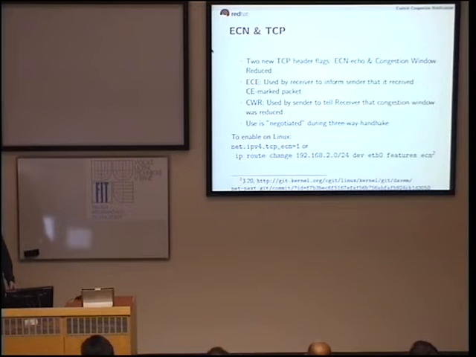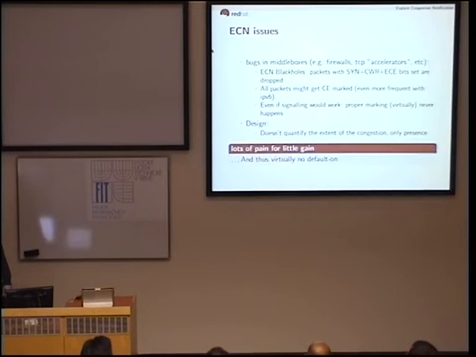Now, one question is, if this is so great, where's the problem? The problem is, as usual on the internet, middle boxes. There are lots of middle boxes that do strange and bad things. And basically, if you turn on ECN on the internet, then about 0.5% of sites will be invisible to you, because they are behind firewalls or some other middle box that drops TCP SYN packets where this ECN marker is set.